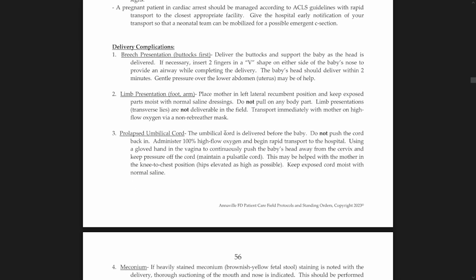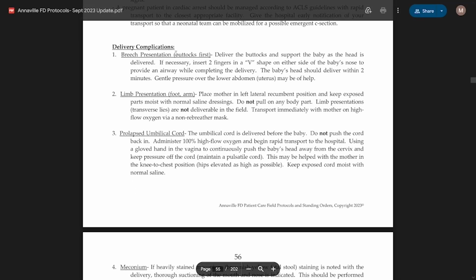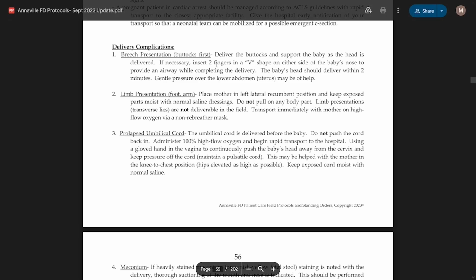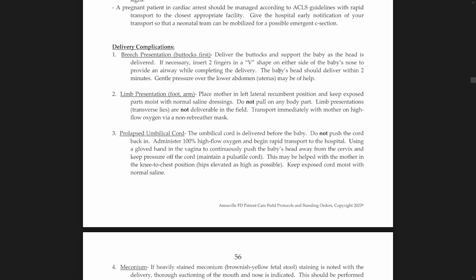Now, these are delivery complications. If there's a breech presentation with the buttocks first, deliver the buttocks and support the baby as the head is delivered. If necessary, insert two fingers in a V shape on either side of the baby's nose to provide an airway while completing the delivery. The baby's head should deliver within 2 minutes. Gentle pressure over the lower abdomen, the uterus, may be of help.